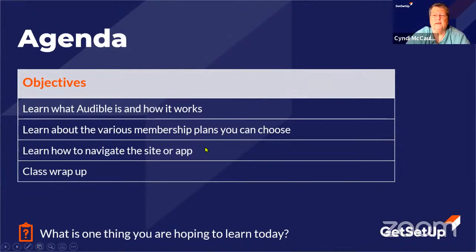We're going to learn how to navigate the site or the app. We'll also take a look at the app. They look and operate pretty much the same, but they look a little bit different because the app is a little different when you're using it on a phone or another device like an iPad or an Android tablet or something like that. Then we'll do just a little bit of class wrap up.